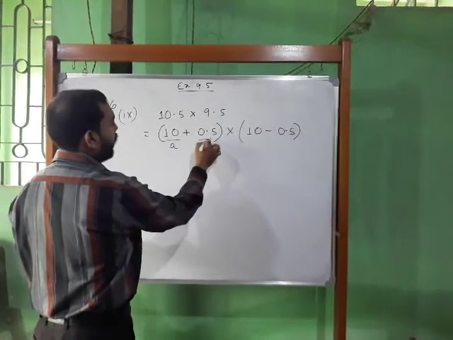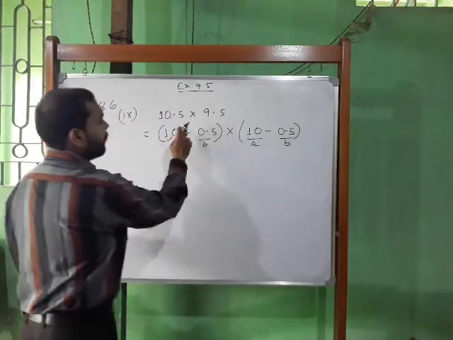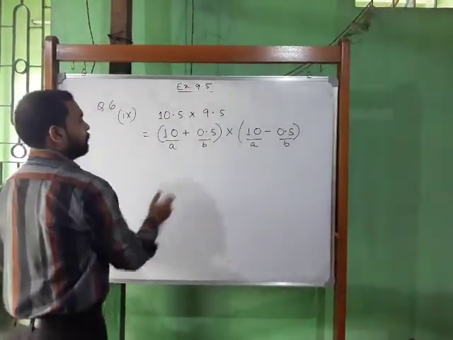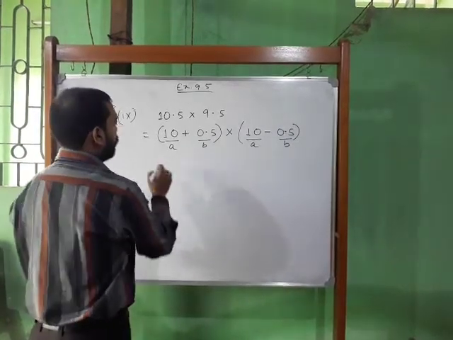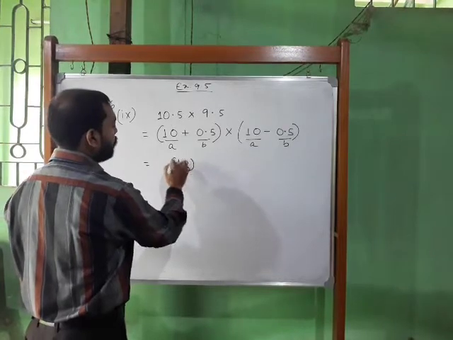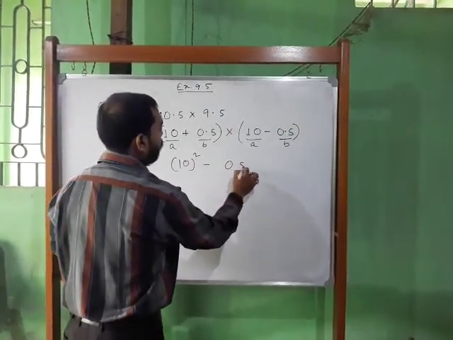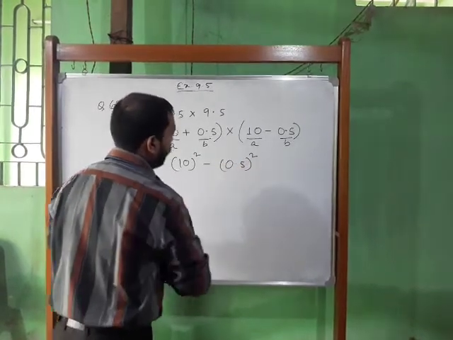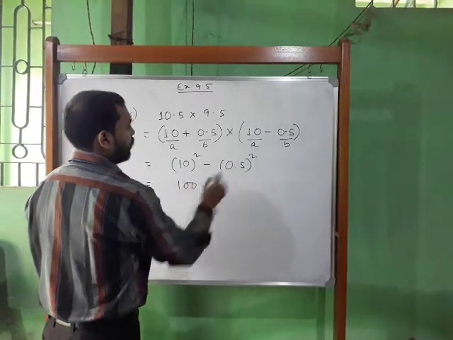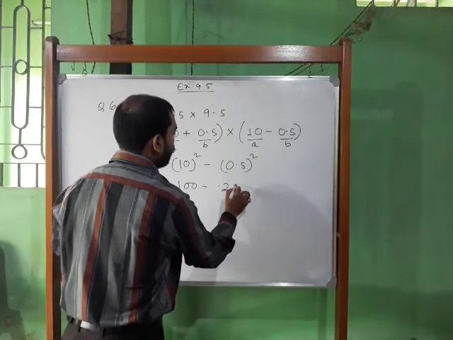This is A and this is B. Again this is A, this is B. So you see (A plus B) into (A minus B). The formula is A square minus B square. So A square, that is 10 square, minus B square, that is 0.5 square. Now 10 square is 100. 0.5 square is 0.25.